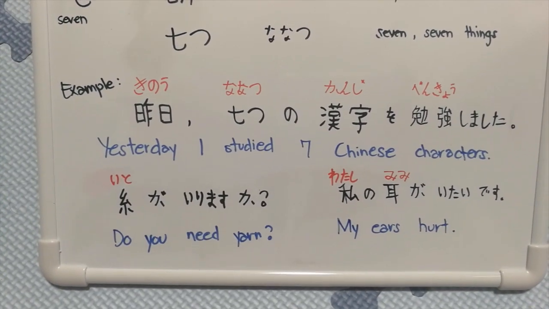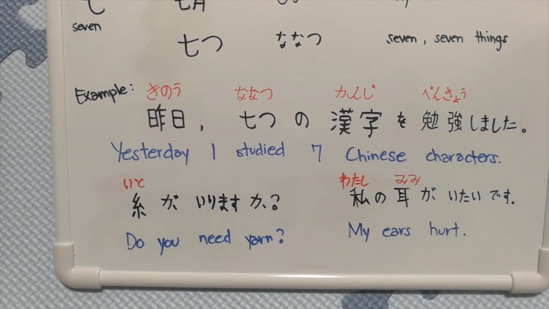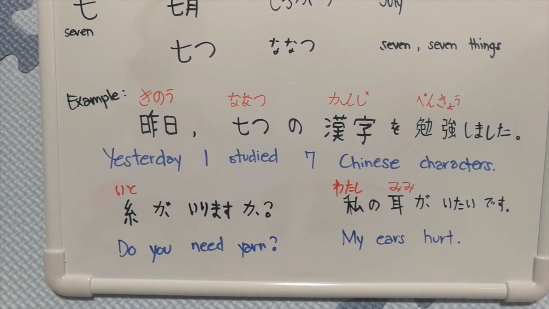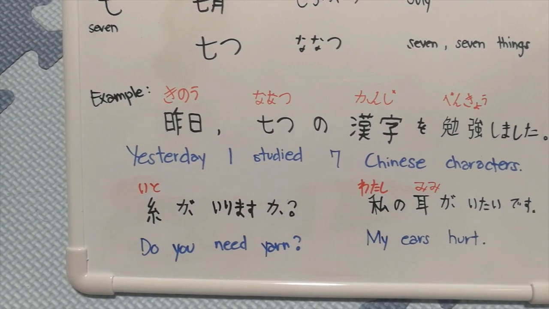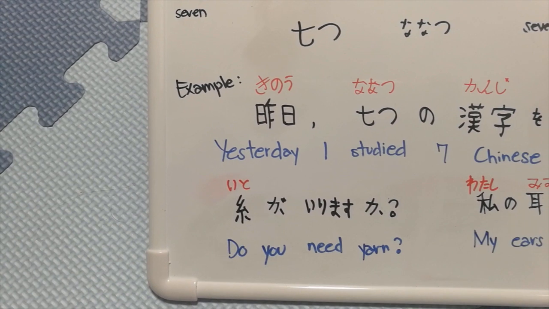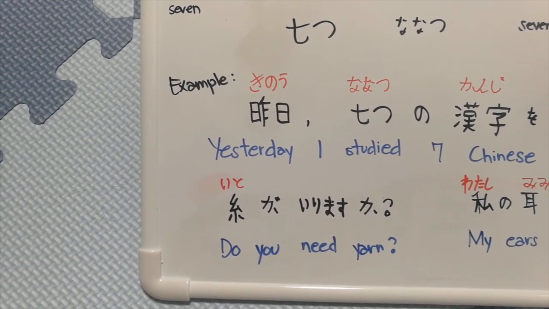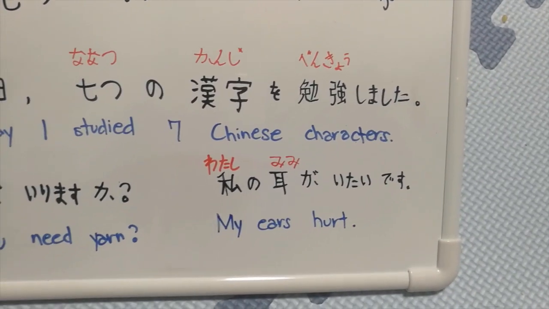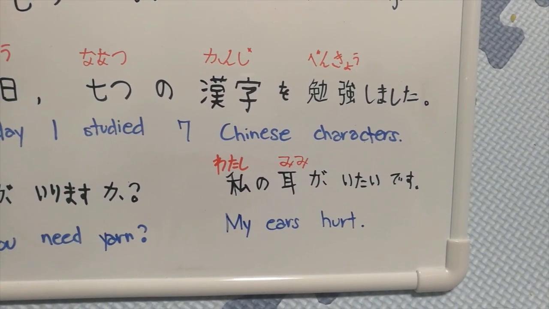Example: 昨日7つの漢字を勉強しました。Yesterday, I studied 7 Chinese characters. Second sentence would be 糸がいりますか? Which translates to, do you need yarn? Third sentence is 私の耳が痛いです. My ears hurt.